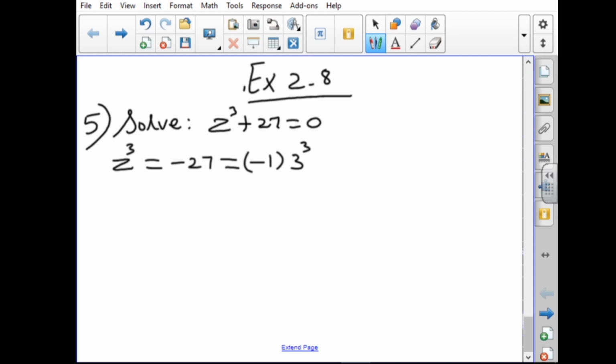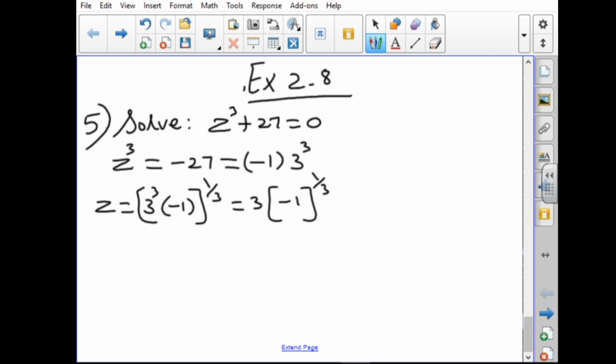27 is 3 cube, so z cube is this. So z is equal to 3 cube into minus 1, the whole power 1 by 3. So 3 cube power 1 by 3 gives you 3, and minus 1 power 1 by 3. So now we have to find the roots.